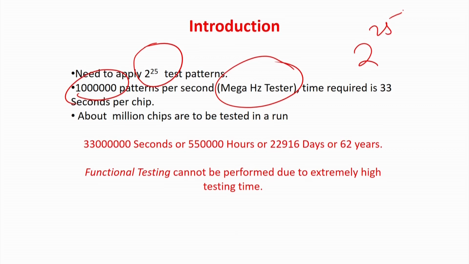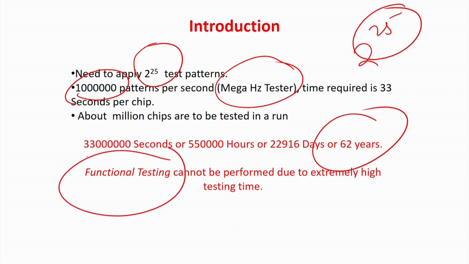But now if you want to apply 2 to the power 24 patterns, it is going to take an extremely huge, infeasible number of years to do the testing. Therefore this is called functional testing, in which you apply the patterns, you know the functionality of the circuit, and see whether the functionality matches. So this functional testing cannot be performed due to the extremely high test time.